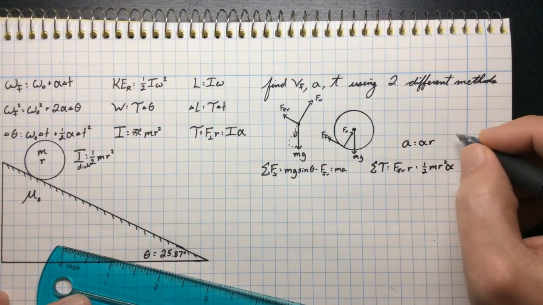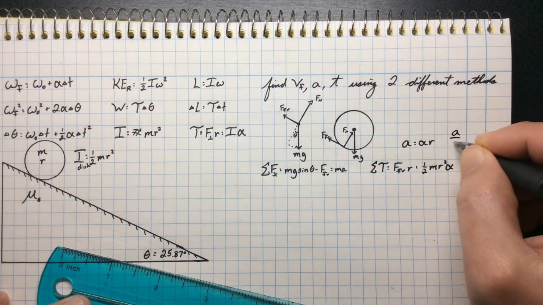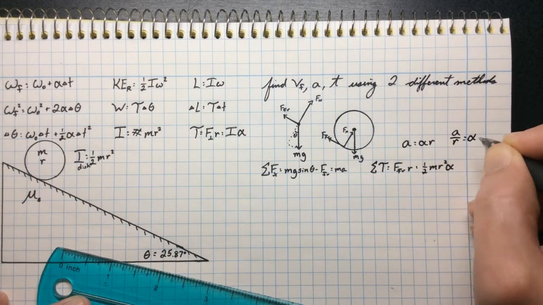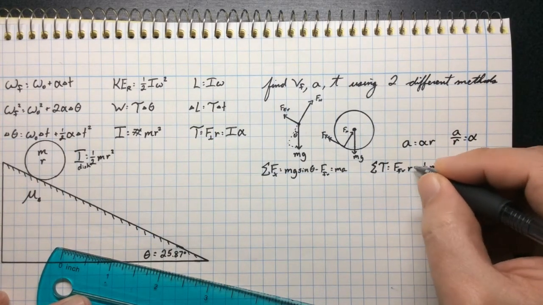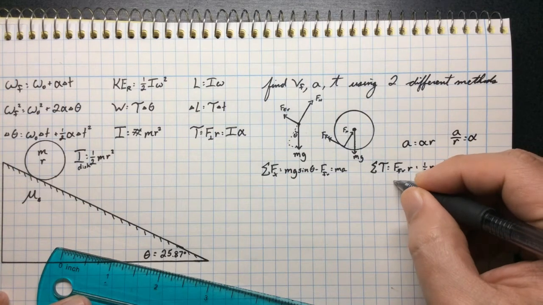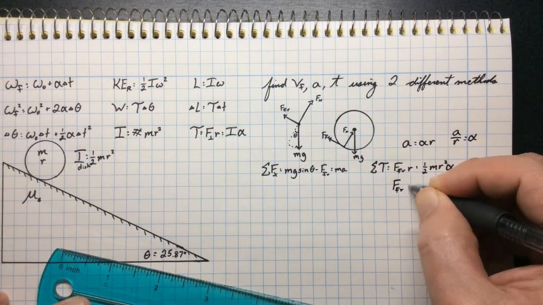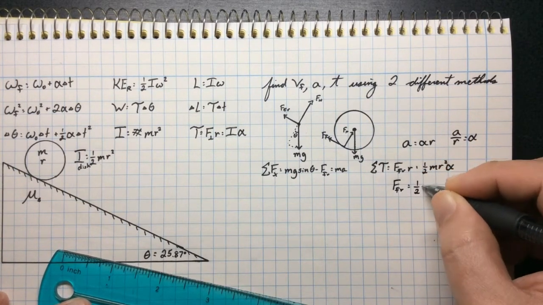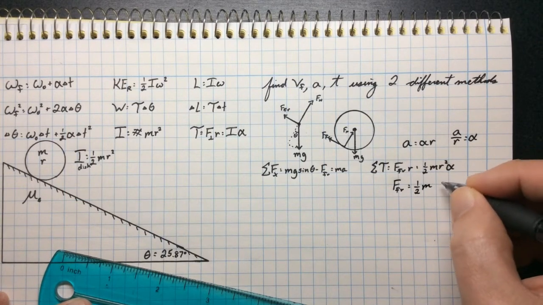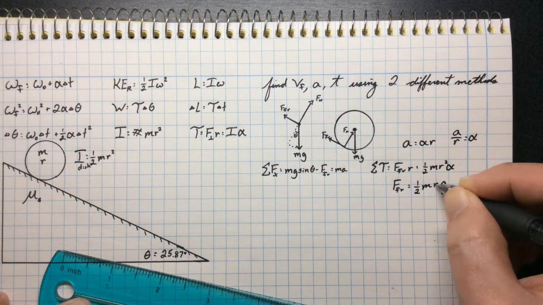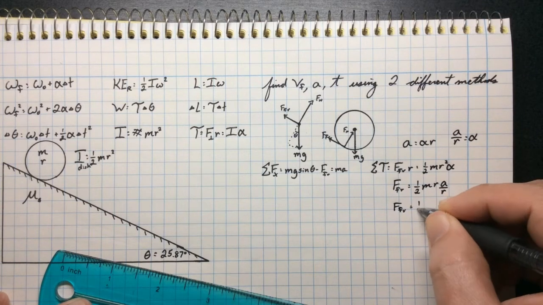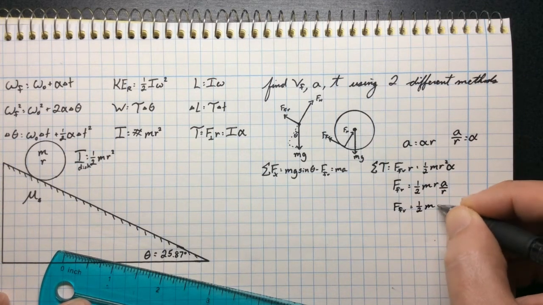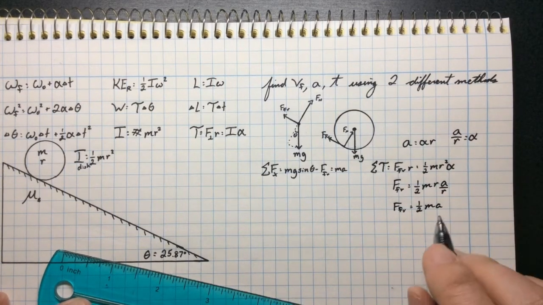So if I rearrange, that means that a divided by r is equal to alpha, and I'm going to use it right here. So let's see, in the force there's an r, so I'm going to cancel one of those out. So the force of friction is equal to 1/2 m, one of those r's canceled. Alpha is going to be a over r, which is going to cancel that last r. So the force of friction is equal to 1/2 m a. And that's going to be very useful for right here.